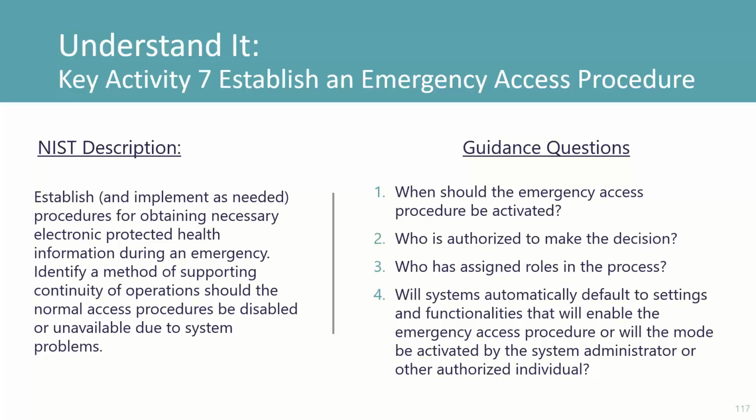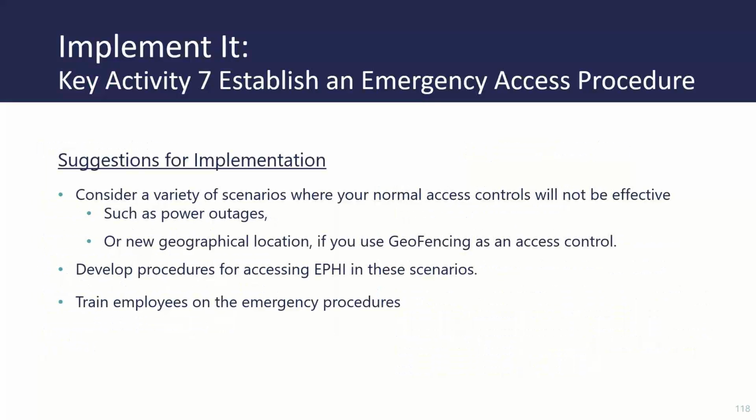So if one user typically has it, but that user is not available, how do we make sure that another user gets it so that they can continue the job functions? So the questions that we have to ask ourselves is, when should the emergency access procedure be activated? I mean, if somebody's off sick for a day, do you do it then? Or do you have a risk tolerance that it might be 3 days? Who is authorized to make that decision? Who has the assigned roles in that process? And will the systems automatically default to settings and functionalities? Or will that be individually authorized at the time of the issue?